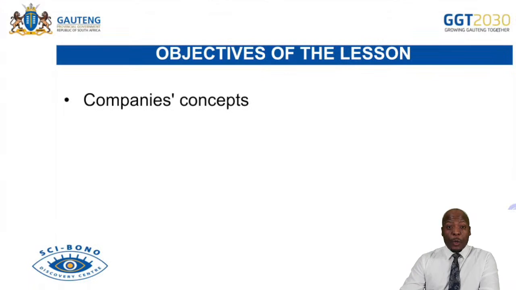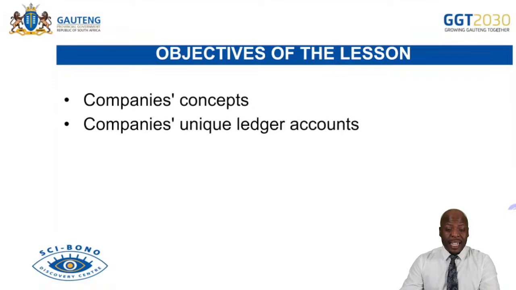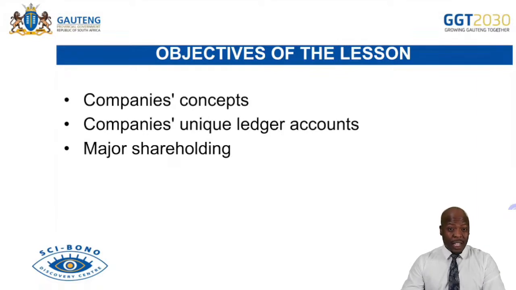So here are my objectives for today's class. To begin with, we will do company's concepts. I will also look at the company's unique ledger accounts. I know some of you, that's what you're busy with in the classroom. So we're going to address some of the ledger accounts. We might not be able to cover everything, but we will touch some ledger accounts. And then we'll also do major shareholding. All right. So if you want to know what is major shareholding, please stay tuned in today's class because I will touch on that aspect as well. All right. Let's begin off with our company's concepts.